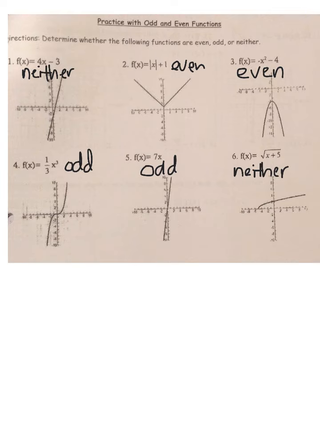So we have to actually come up with the algebraic way of doing it. Okay, so I like to start with determining the even. So the even rule, and I'm just going to put E for even. Okay, so my even rule, remember, is the original function f of x equals f of negative x.